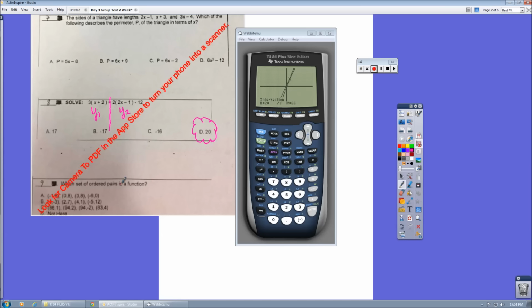Which set of ordered pairs is a function? Well, to make it a function, you only use one of the x values. You can't repeat the x values, and if you look at letter A, it does not repeat any x values, so that makes it a function.